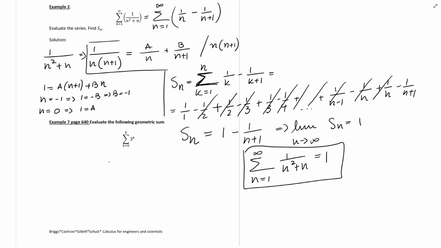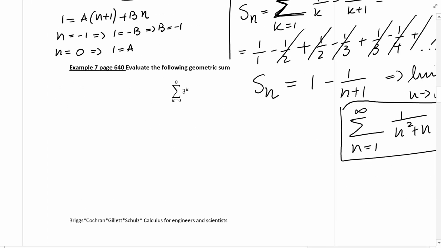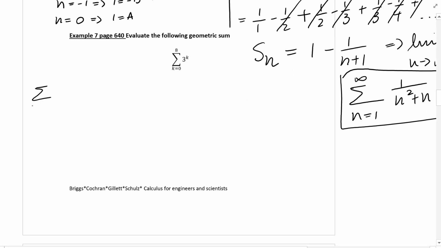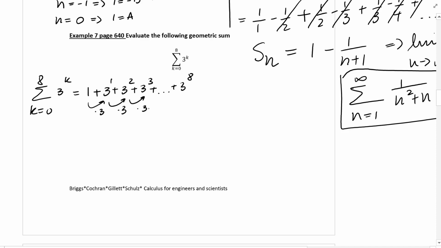Let's take a look at the next problem. It says evaluate the following geometric sum. So we have the sum, as k goes from 0 to infinity, of 3 to the k. So if k equals 0, we get 1, plus 3 to the first, 3 to the second, 3 to the third, dot dot dot, 3 to the 8th. We know it's geometric because to get to the next term, we always multiply by the same factor of 3. It's the same value. Now, S sub n for a geometric series is the first term times 1 minus the common ratio to the n over 1 minus r.